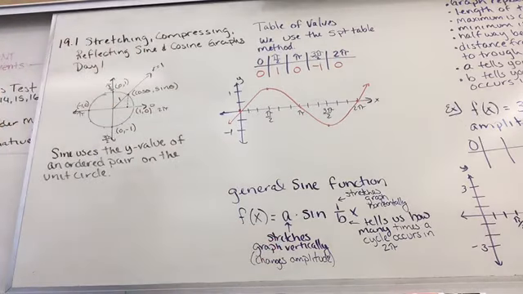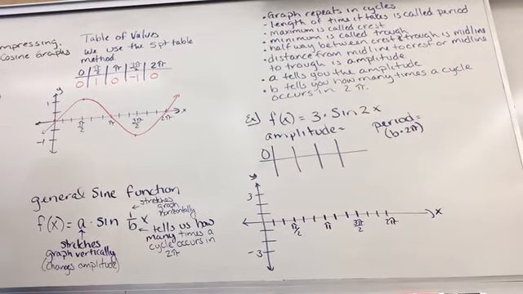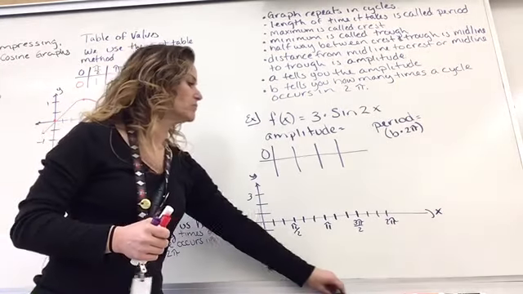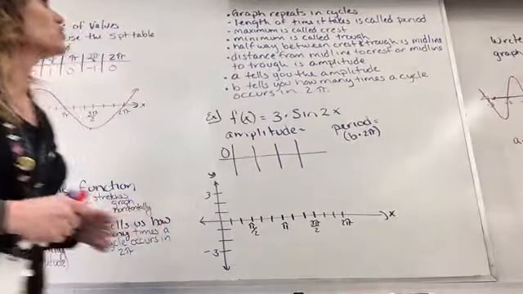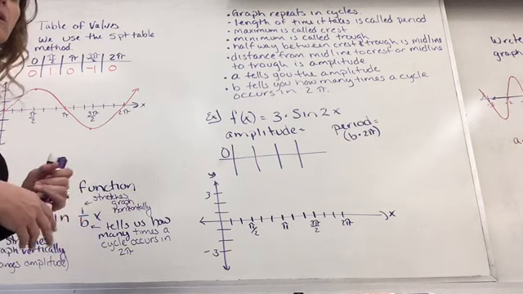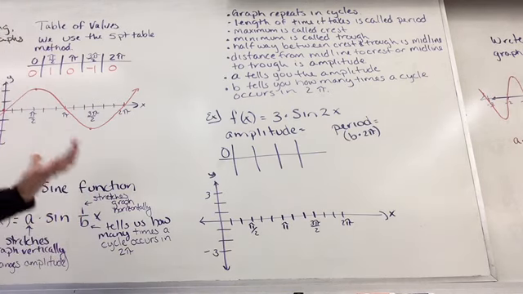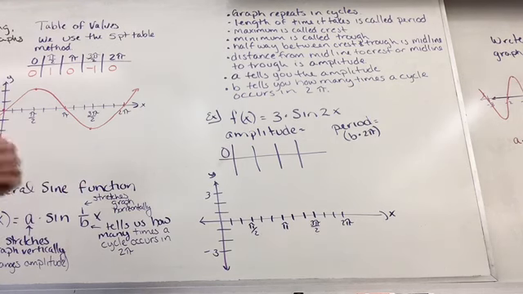Okay, so we're going to look at a few vocabulary words first. And they're kind of up here. A graph repeats in cycles. The length of time it takes to repeat that cycle is called a period. The maximum on your graph is called the crest. The minimum is called the trough. Halfway between the crest and the trough is called the midline.